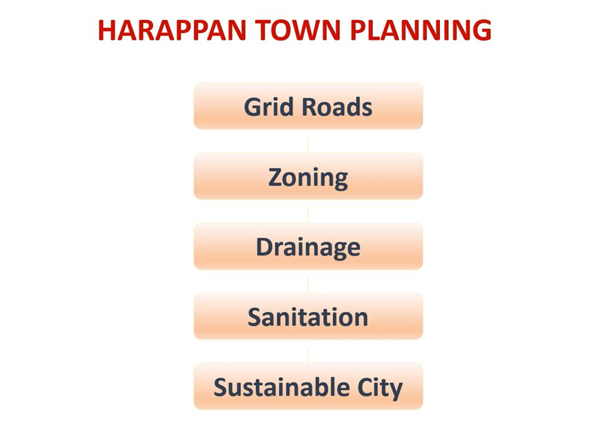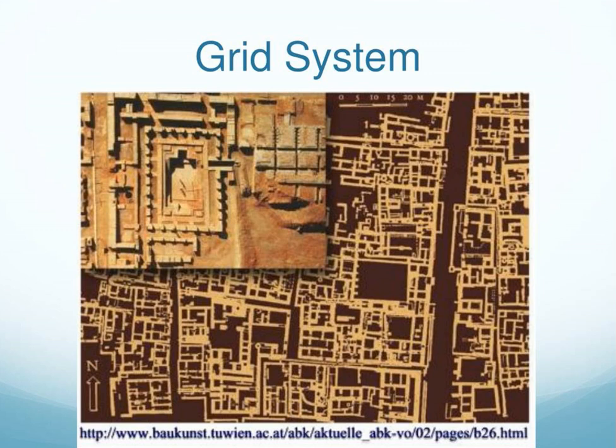Then zonation was excellent. The drainage system was neatly planned. Sanitation was very good, which led to a sustainable city. This is the pattern which shows the grid system. It has a rectangular street layout.